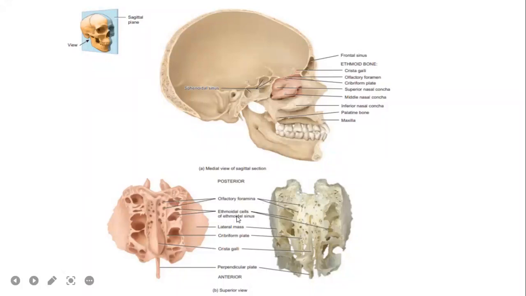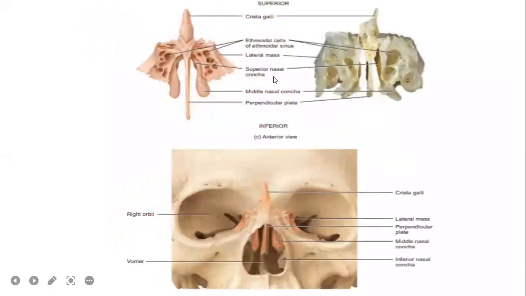Ethmoidal cells of the ethmoidal sinuses, lateral mass. Then we have the cribriform plate, the crista galli, and the perpendicular plate. So this is the superior view of the ethmoid bone, or a view from above. This is the inferior view, and the crista galli, we have it right there. Ethmoidal cells of the ethmoidal sinuses.